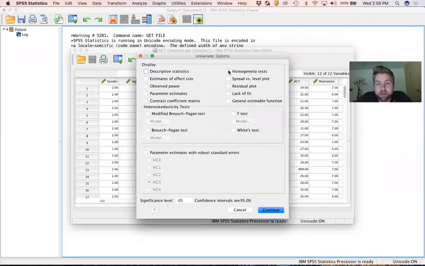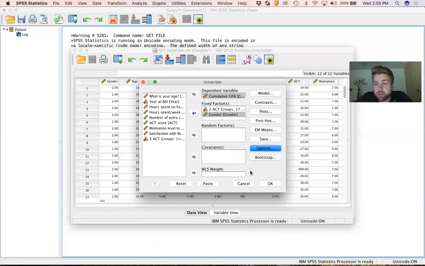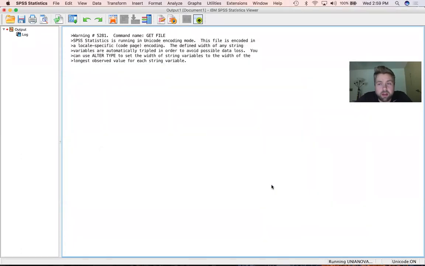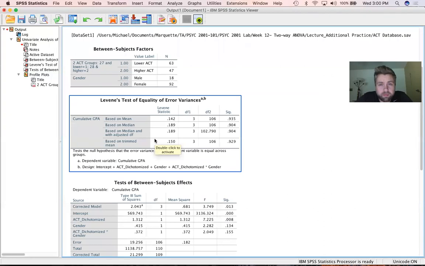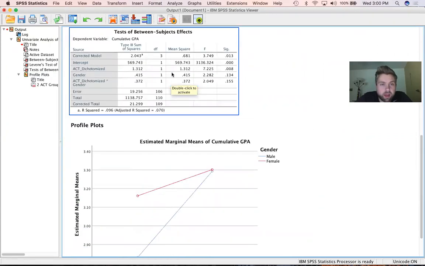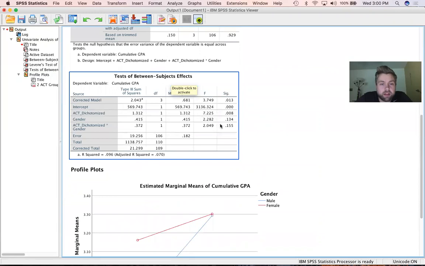I am going to go ahead and press homogeneity test just to make sure we take a look at Levene's test for homogeneity of variance. And we should be ready to go. So I'm going to hit OK, and it's going to run the analysis. And so as you can see, we've got our numbers here. I'm going to go ahead and go back to the slides. But this is what you're looking for: Levene's test is this first one, based on mean. And right here is the meat of what we're looking at, and here's our graph.